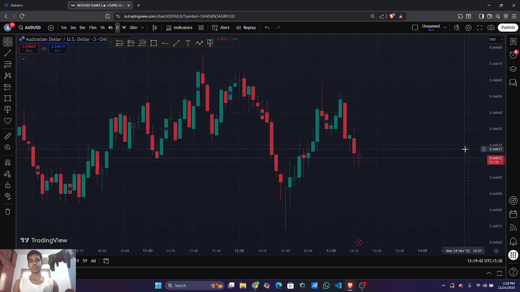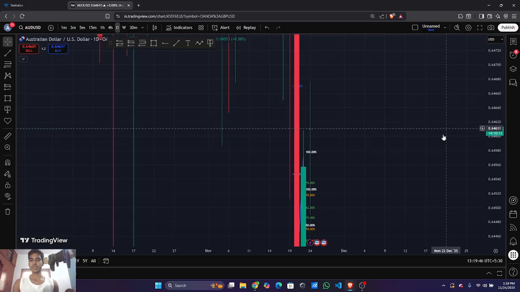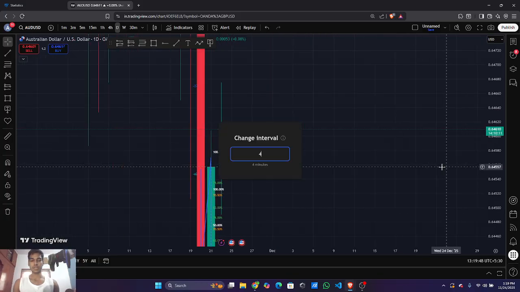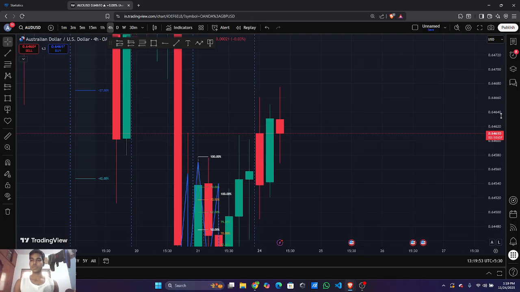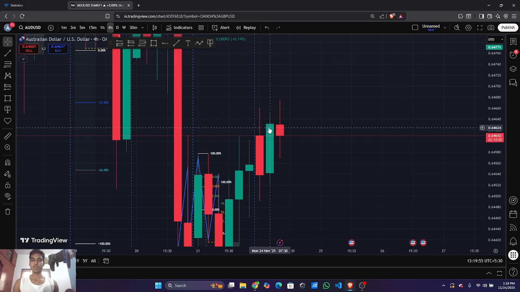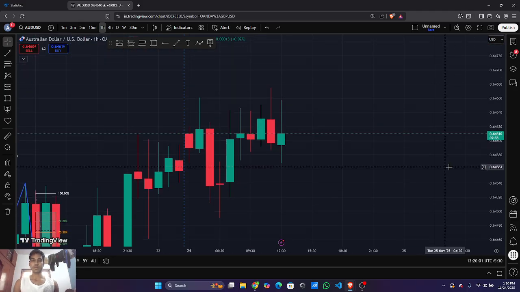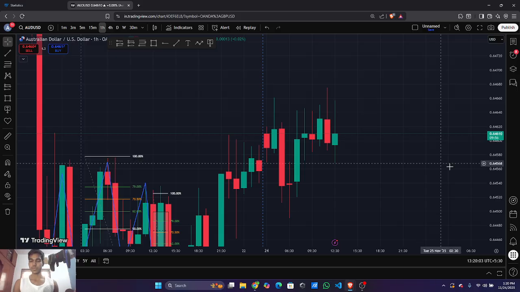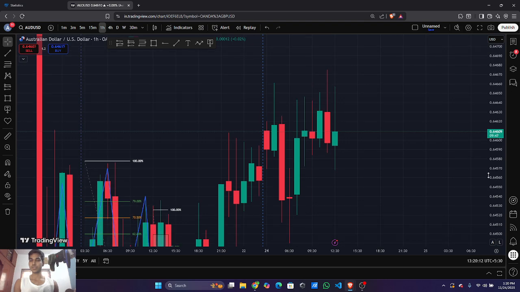AUD. All the pairs in the daily time frame are around their opening level. 4 hour is bullish. The candle closed strong, and this is the retracement. It can continue. It just tapped into this 1 hour fair value gap over here. So it's the best time for it to continue if it wants to.